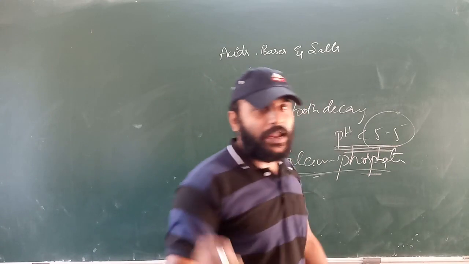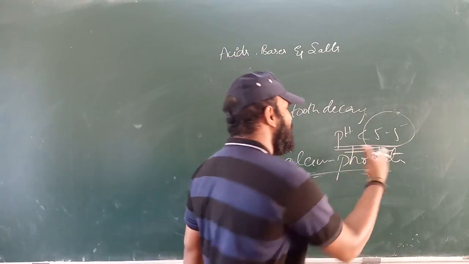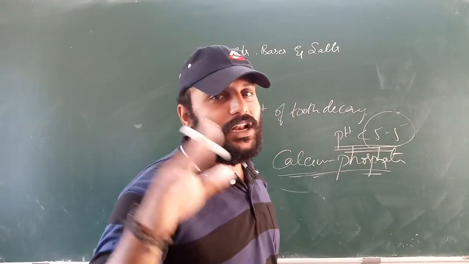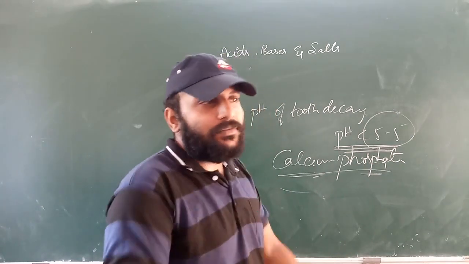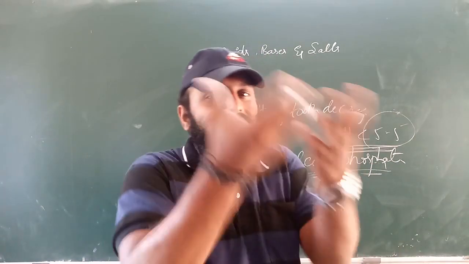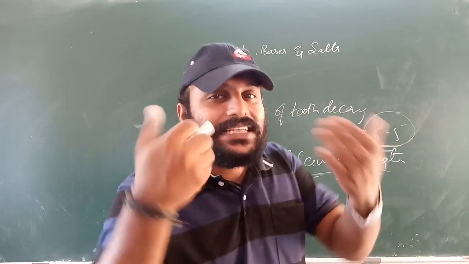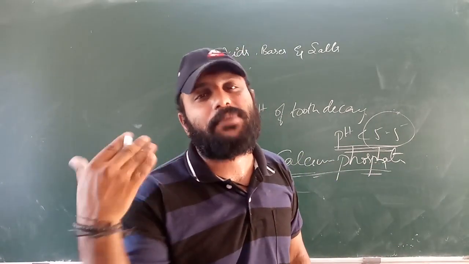pH value is 5.5. If the pH value becomes less than 5.5, it will lead to tooth decay. So in order to protect from tooth decay, what will happen? Here acidity has been increased. In order to decrease the acidity, what do we have to do? You just simply brush your teeth.